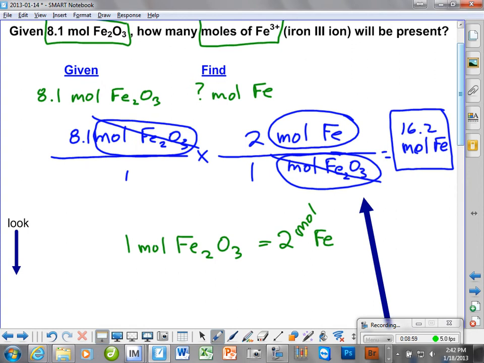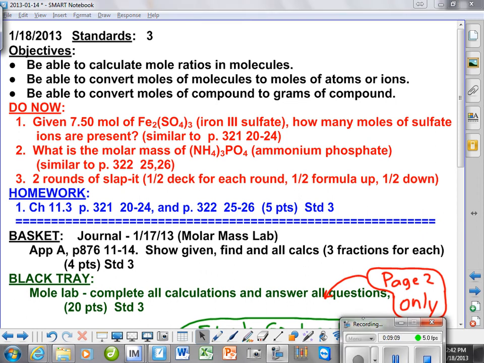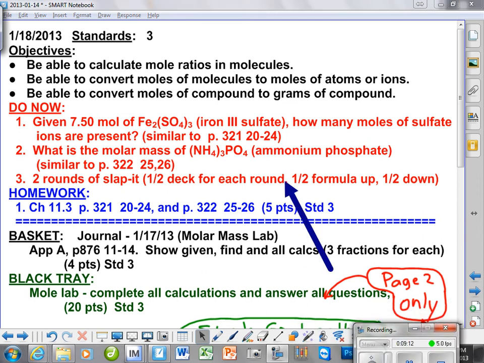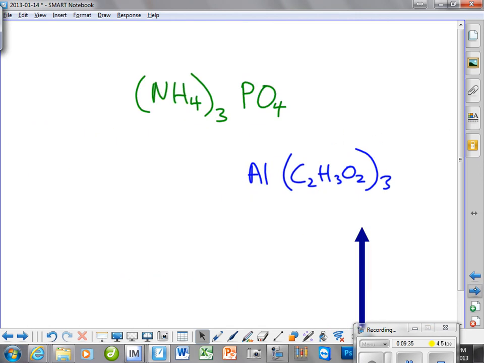Now, all the problems you're going to be working on in that first set of problems, which is page 321, 20 to 24, that's what you're going to be doing in all of those. Now let's see what we're going to be doing in our second set of problems for tonight, which is 25 and 26. So let's go to our second example, which is very similar to that.